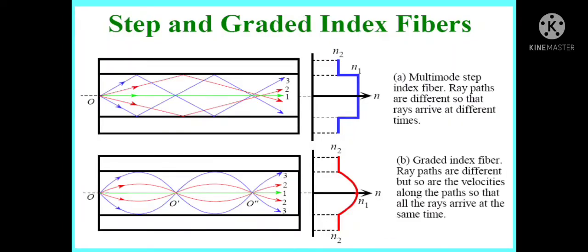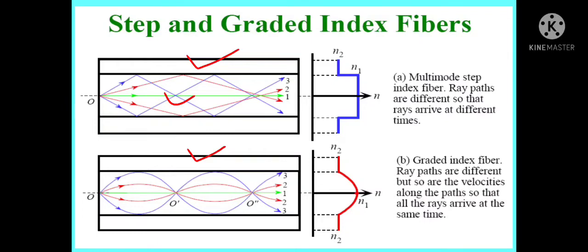In this slide, we have shown the path of ray and patterns of ray through this step index optical fiber, and second it is graded index optical fiber. In step index optical fiber, the ray paths are different so that the rays arrive at different times, and in this case the light ray propagation is in the form of meridional shape, whereas in case of graded index fiber the ray paths are different but all the rays arrive at the same time.